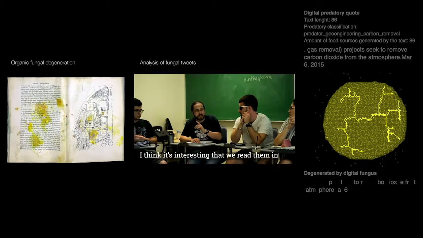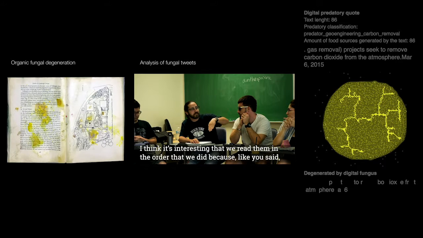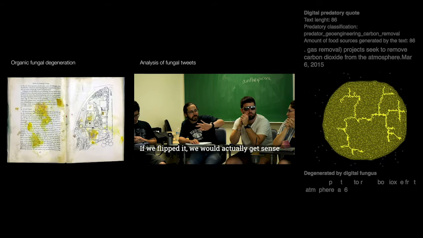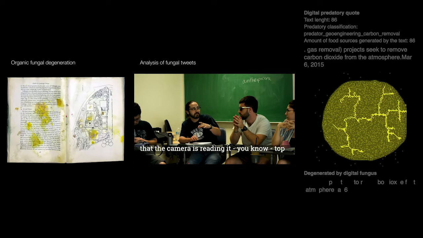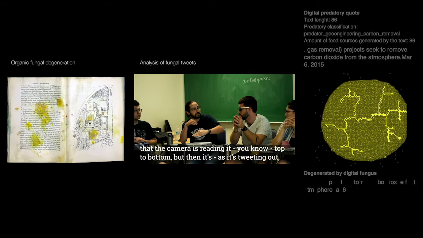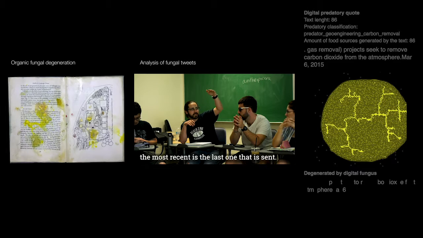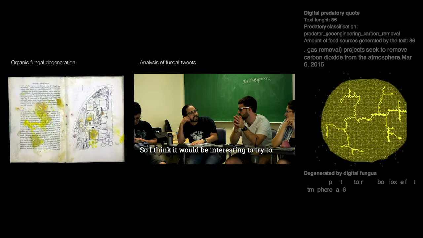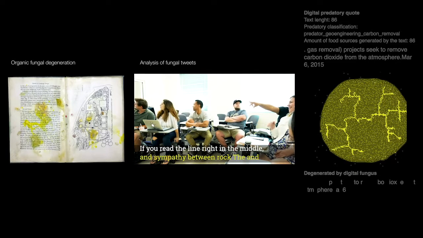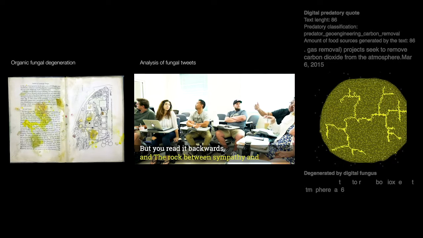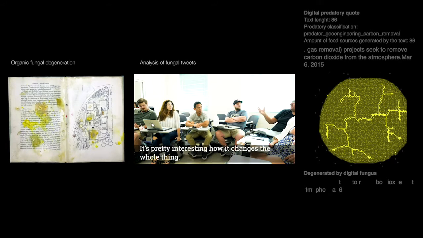It's so interesting. I think it's interesting that we read them in the order that we did, because like you said, if we flipped it, we would actually get sense out of it. It seems like the camera is reading it top to bottom, but as it's tweeting out, the most recent is the last one that it sent. So I think it'd be interesting to try to read it both ways. If you read the line right in the middle, sympathy between rock, the and, but you read it backwards, the rock between sympathy and, it's pretty interesting how it changes the whole.